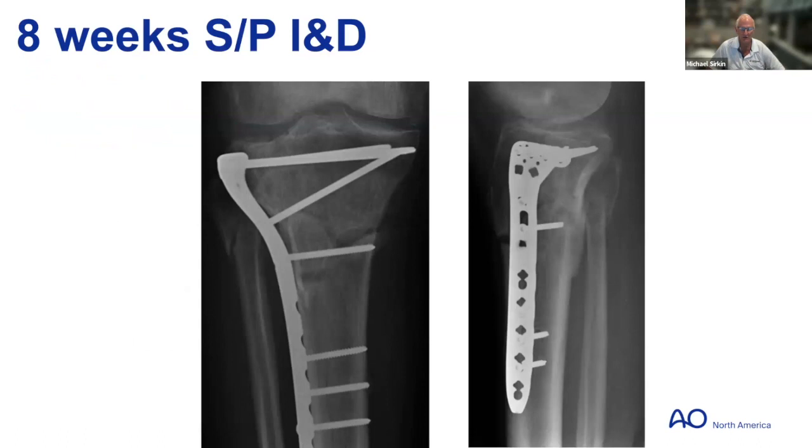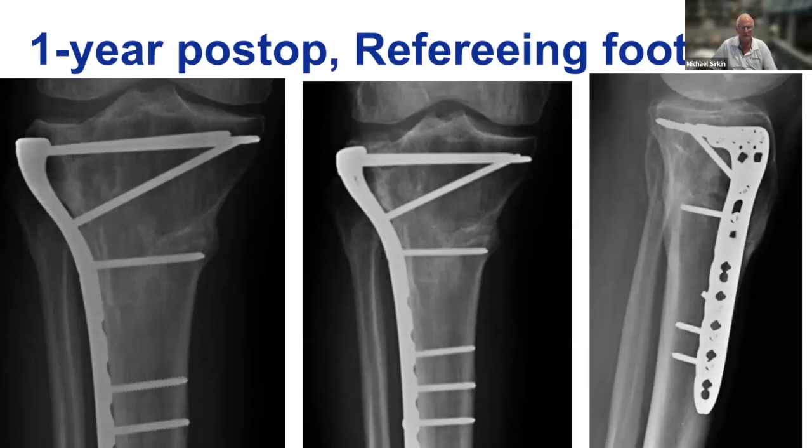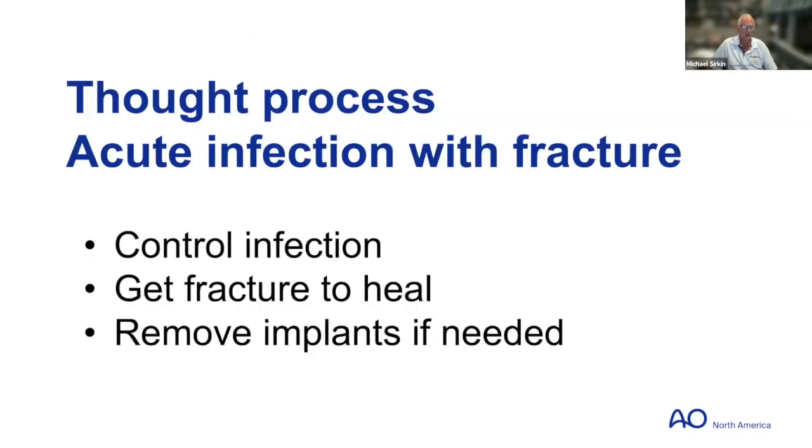It's just projectional. You can kind of see that his tibial plateau view, which is what this is, and the other one was more of an AP, looks a little bit better. You can see right here, though, the malalignment, and when you tilt this on end, it looks worse. And here he is 1 year later, post-op, and he's refereeing football again, and his implants haven't really come out yet. So the thought process of an acute infection with a fracture is to control the infection, try to get the fracture to heal, and then remove the implants as needed.